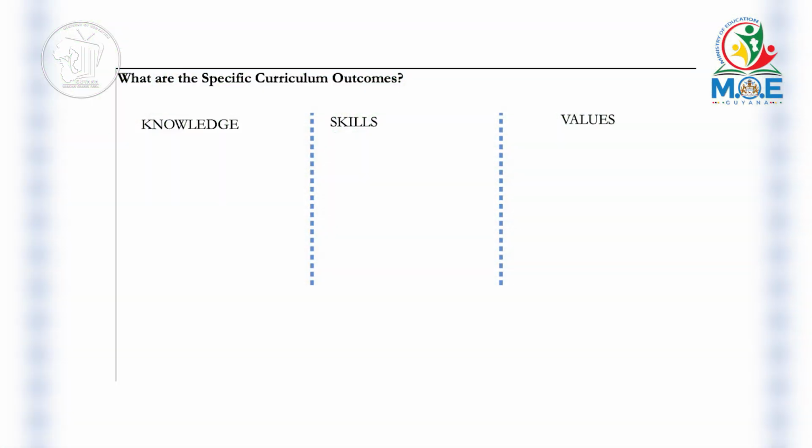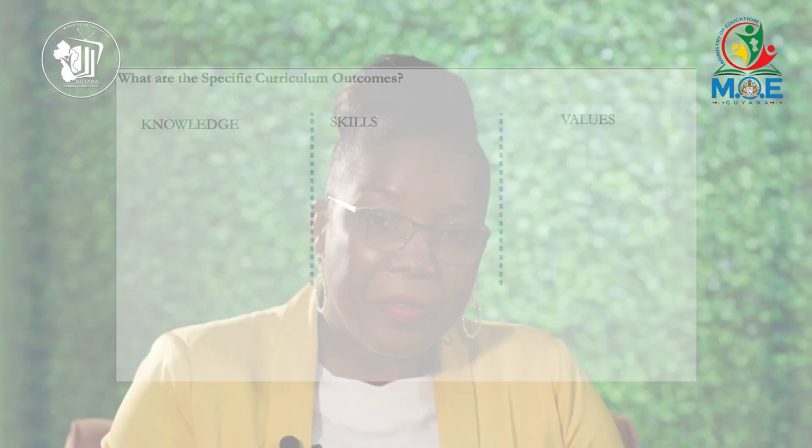In this section, the teacher will state the knowledge outcomes, or they may write the content that they want the students to know. In the next column, the skills. This is the doing element of the outcomes. And this is where the teacher will specify what the students will learn to do during the lesson. Followed by the values, the soft skills, or the feeling aspect of the outcome.